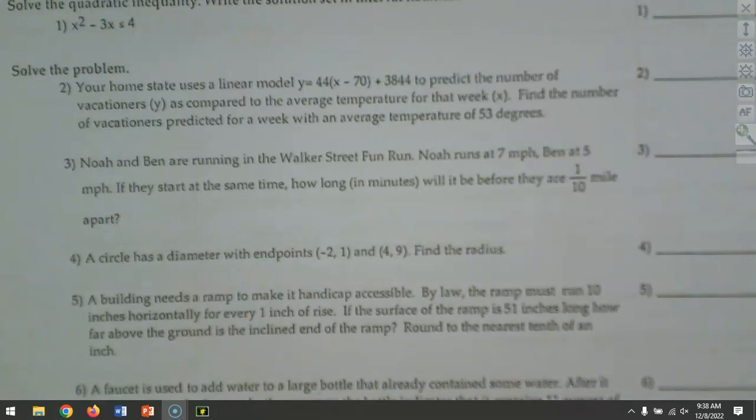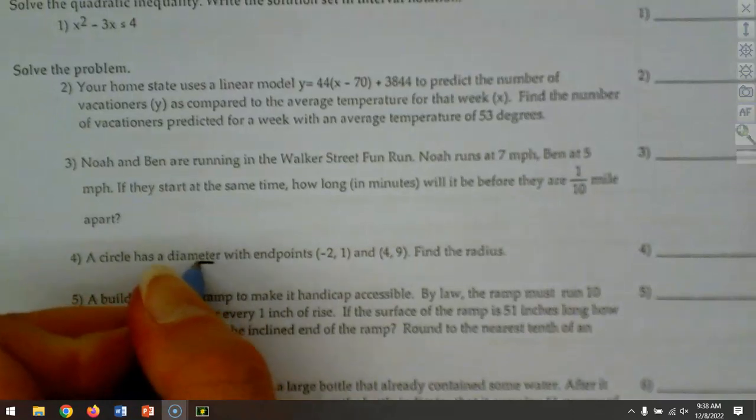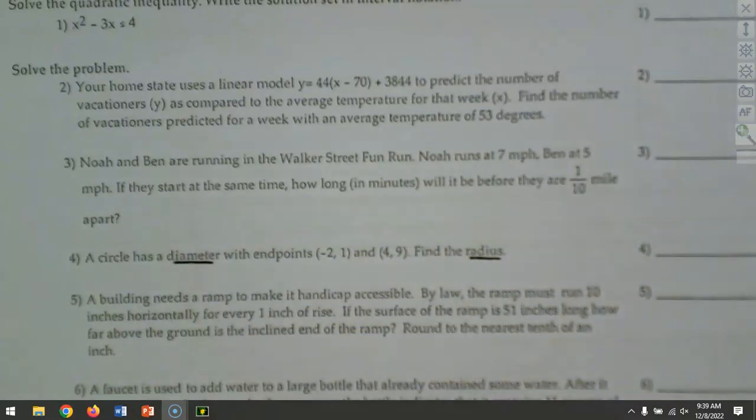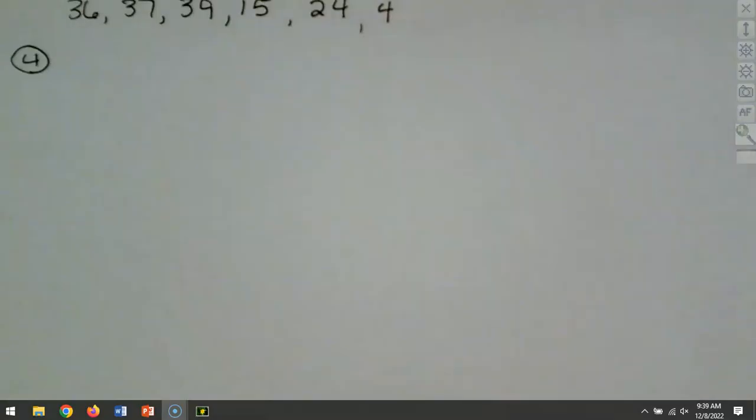Now, question 4. We have a circle that has a diameter. Now, we want the radius. Okay? Now, there are 2 ways to do this. We can either find our center and then use the center with one of these points, which I think is what I did in the key, or you can just use these 2 points with the distance formula and half it to get the radius. Because it gives you the diameter, we want the radius. So I'm just going to use these 2 points, find our distance formula, and then half it.